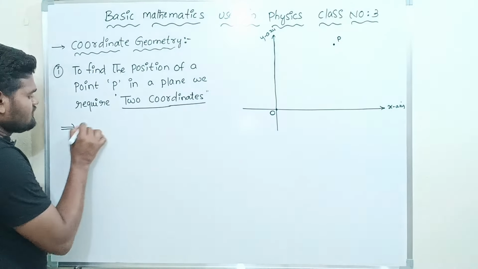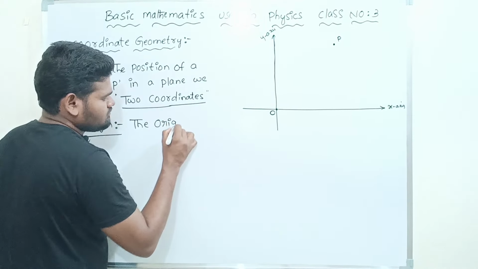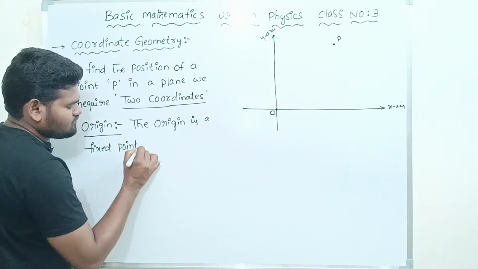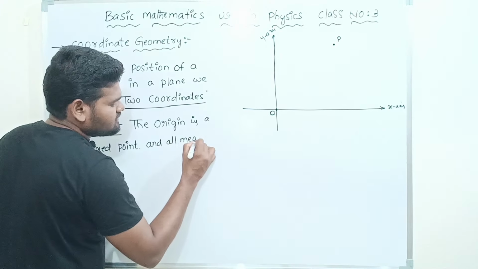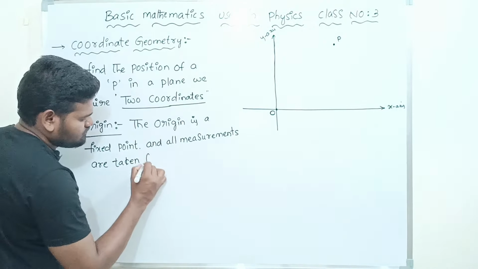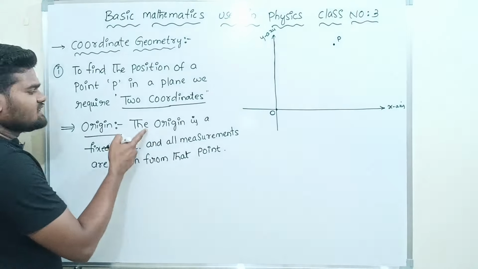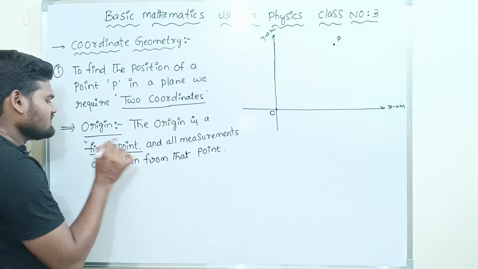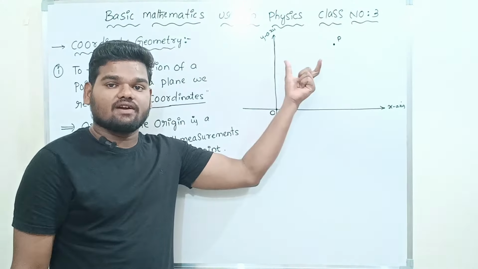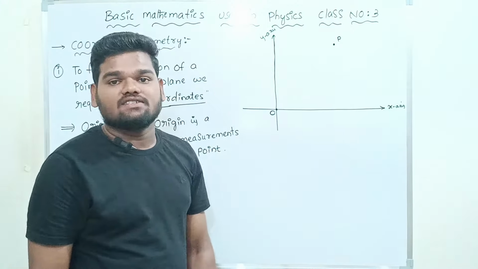What is origin? The origin is a fixed point and all measurements are taken from that point. So what is that origin? The origin is a fixed point. Whatever measurements we take in a two-dimensional, three-dimensional or one-dimensional coordinate system, all measurements are taken from the origin O.